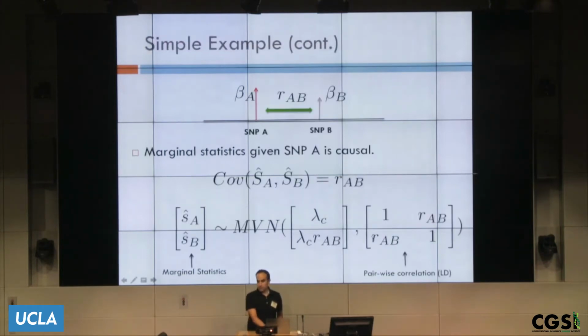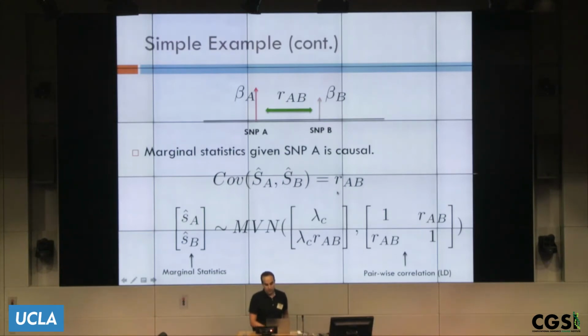So now, let's add in a second SNP in the region. And let's say the correlation between these two SNPs is R. What I mean by the correlation is, just take the two genotype vectors, the values of the SNP in the individuals, compute the correlation between those two vectors, and that's what I mean by R. So very simple. If the SNPs are correlated, then the covariance between the statistics themselves is also that same correlation.